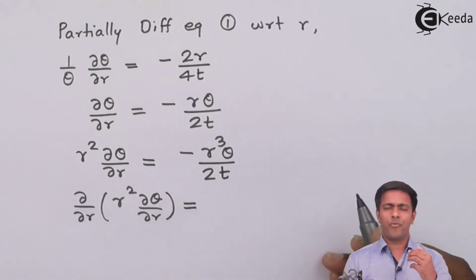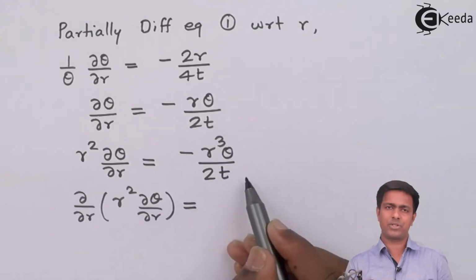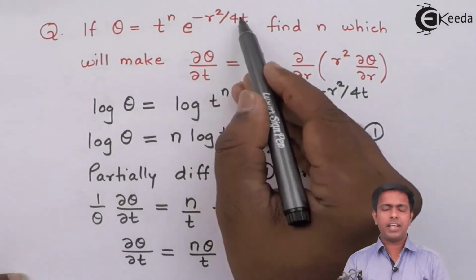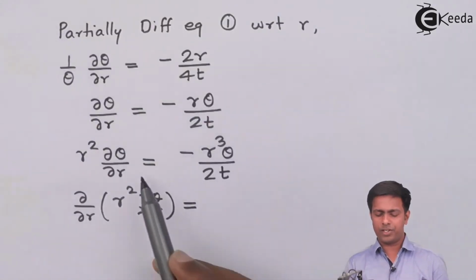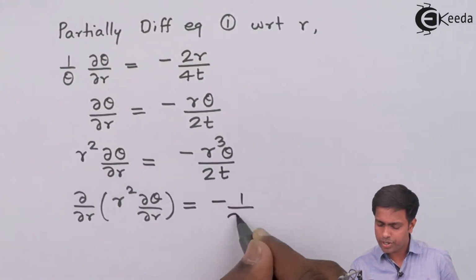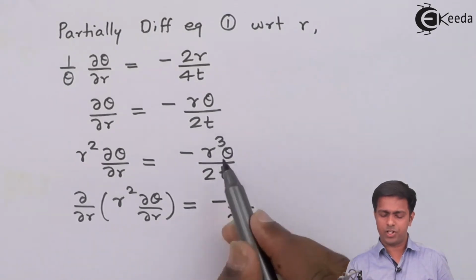So guys, we are going to take the constants outside. Here 2 is constant and t is constant, because in the question we have seen that r and t are the independent variables, and therefore if I'm differentiating with respect to r, I'll be treating t as constant. So negative 1 upon 2t outside. And now I'll differentiate this r cube theta with respect to r.